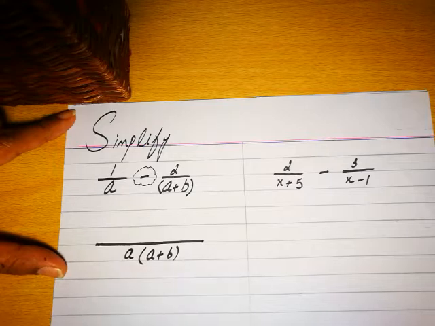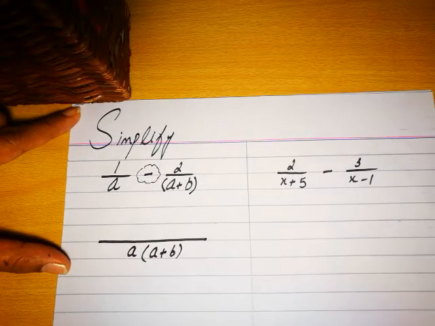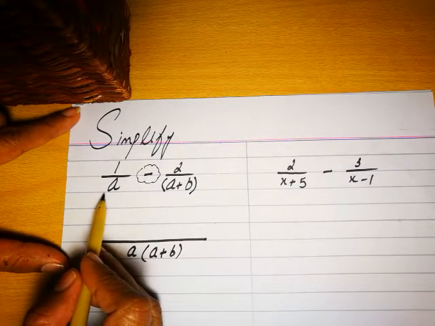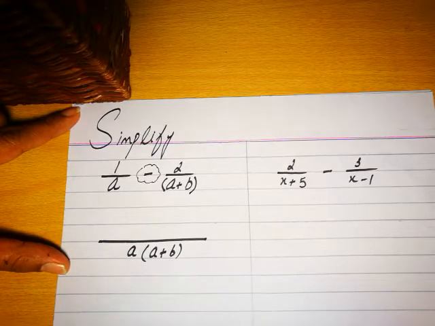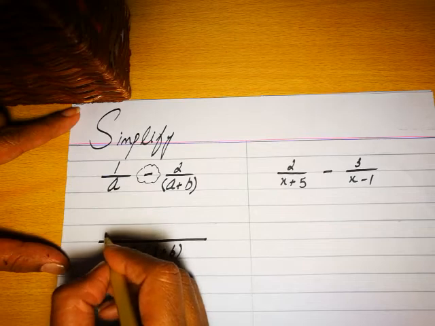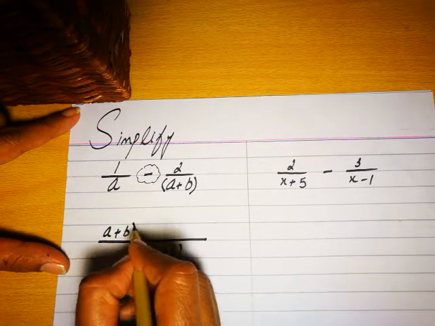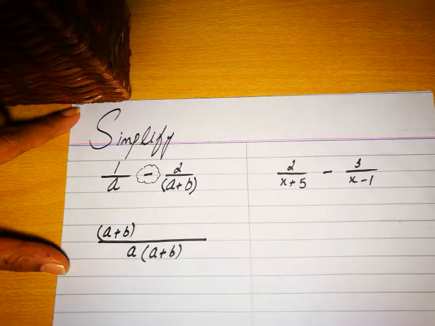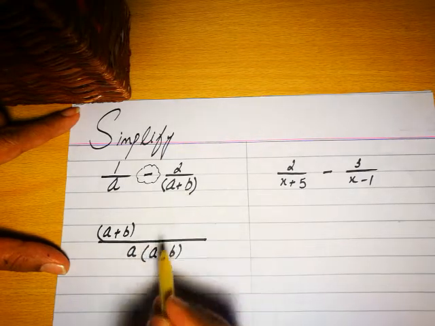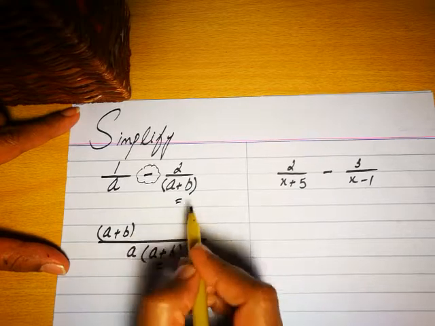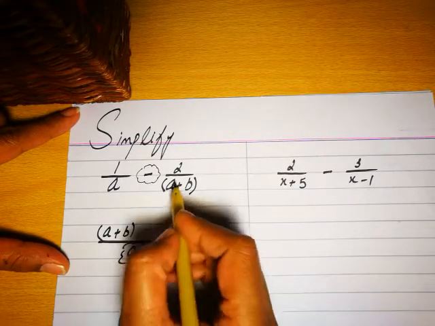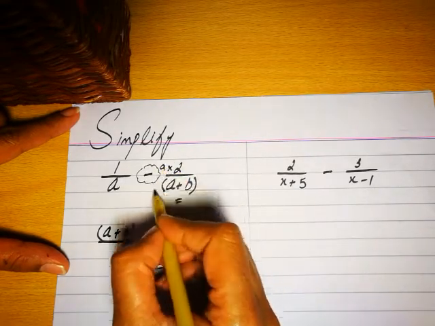In a bracket I am going to mention it. Now this is a, so I have to multiply it by a plus b to get a times a plus b. So the numerator will become 1 times a plus b, that is actually a plus b. And for this denominator, I want to have a times a plus b. I already have a plus b. So what am I left with? I am left with a. So I need to multiply this by a.